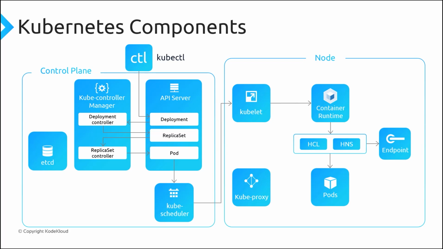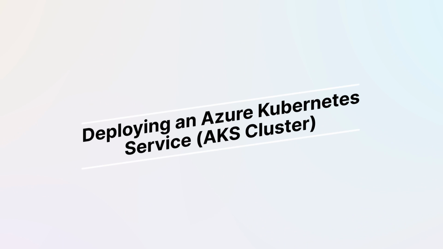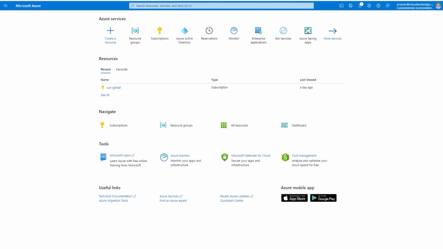Finally, in steps 11 and 12, kubeproxy watches for any new endpoint and programs HNS with load balancer and access control list. Now that we have covered some of the Kubernetes fundamentals, let's start deploying a cluster in Azure. In this demo, I will show you how to deploy AKS cluster using Azure Portal. You can follow along if you have a subscription handy or take the labs that follow.